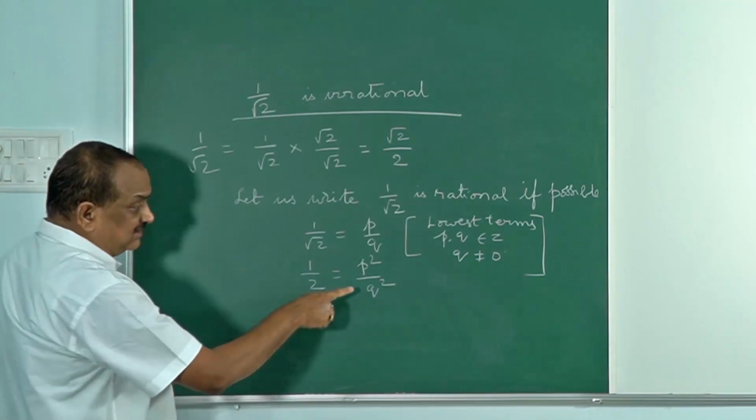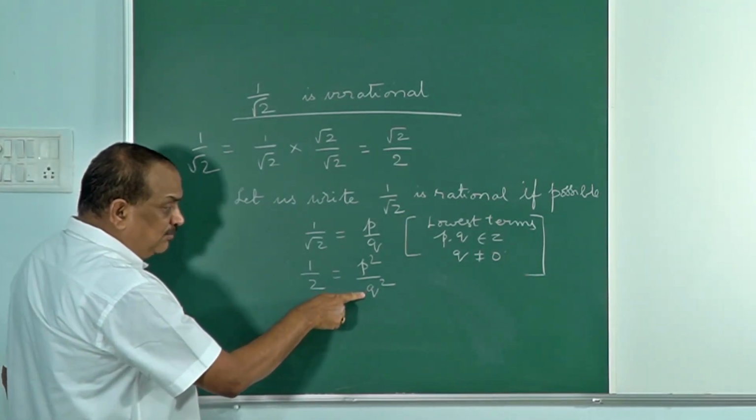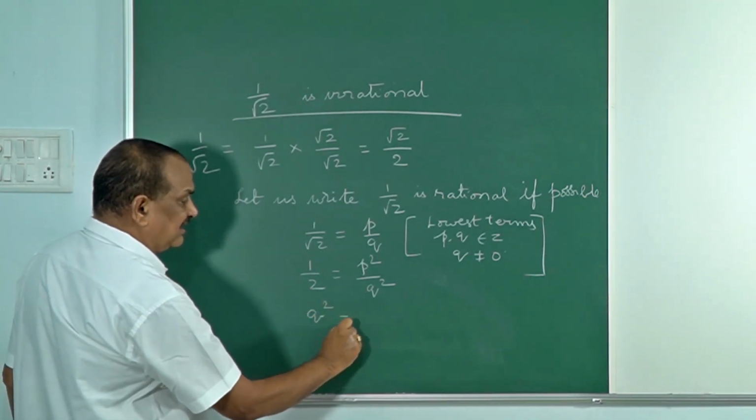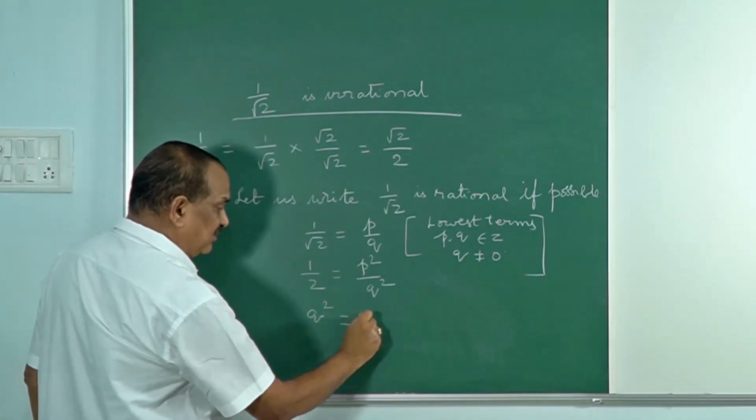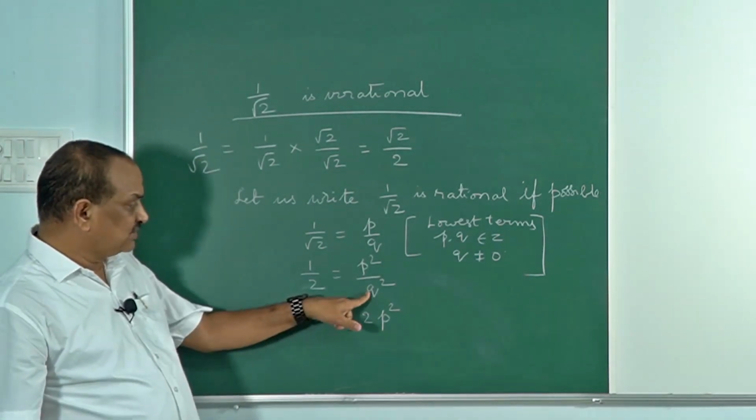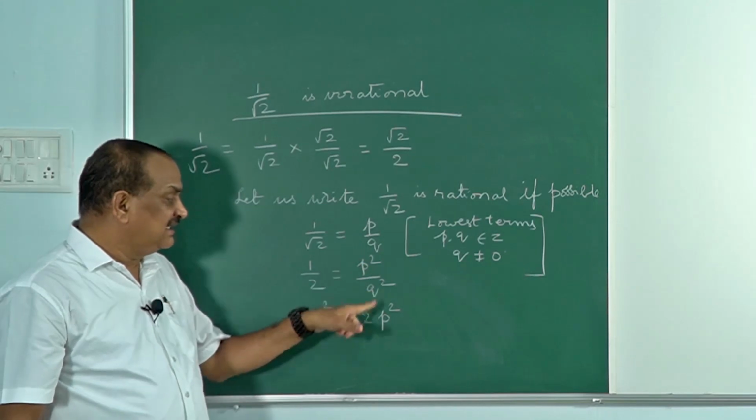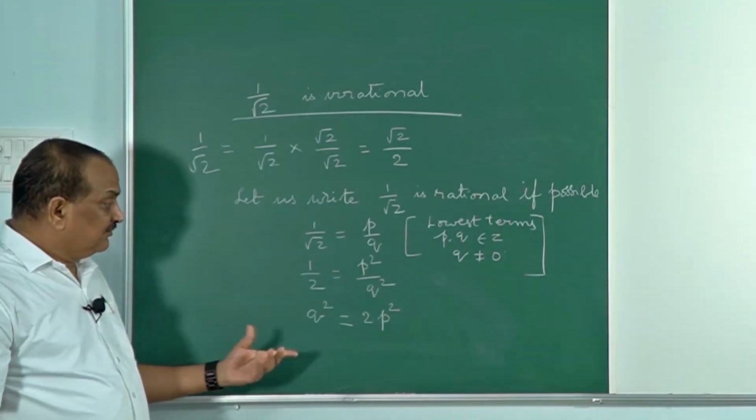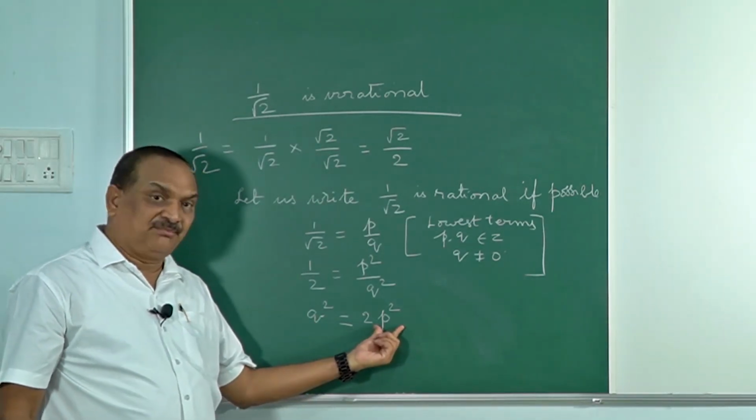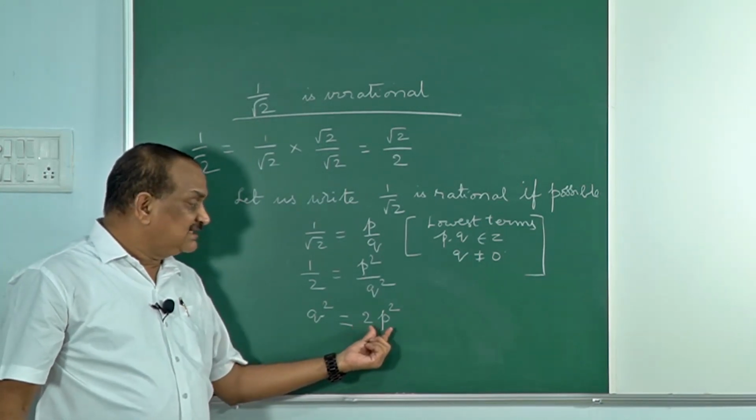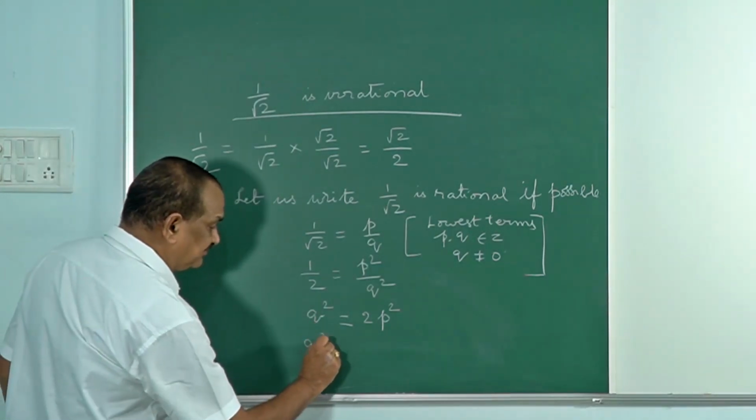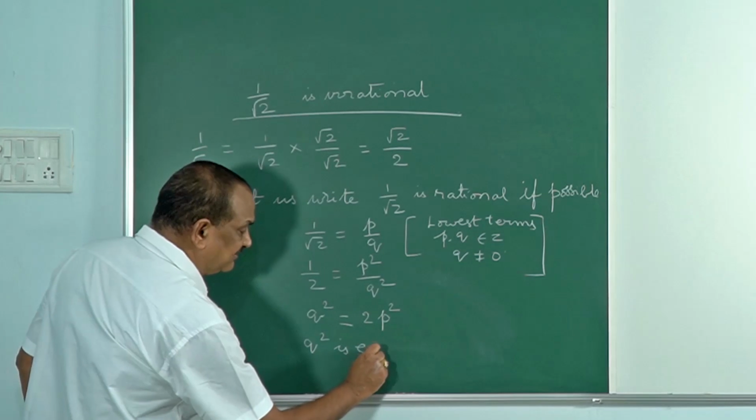If this is the case, you bring Q square times 1, Q square, equals 2 times P square. Must be careful: Q square times 1 is Q square, and 2 times P square is this one. Then Q square is a multiple of 2, because P square itself is an integer, and 2 times that integer is an even number. Q square is even.